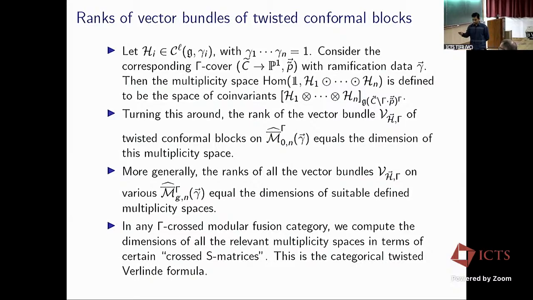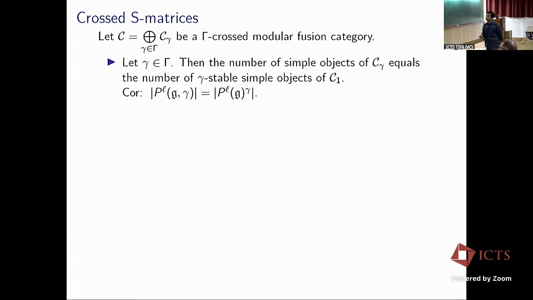So in the untwisted story, there are S matrices, and here we generalize this notion to crossed S matrices. Let me just define what a crossed S matrix is. Suppose you have a gamma crossed modular fusion category, and let's take an element small gamma.